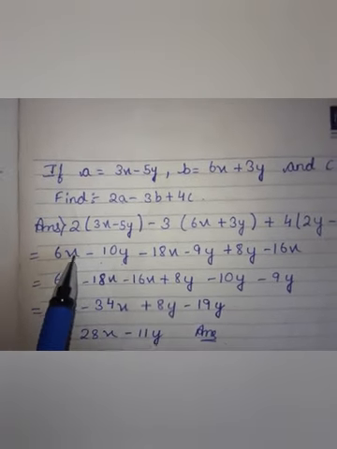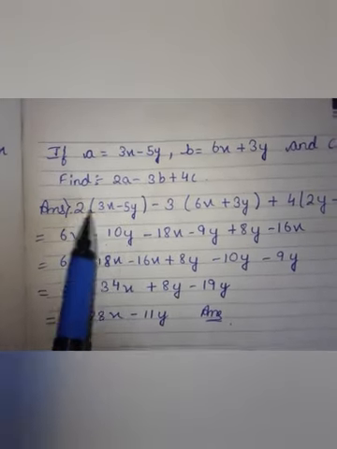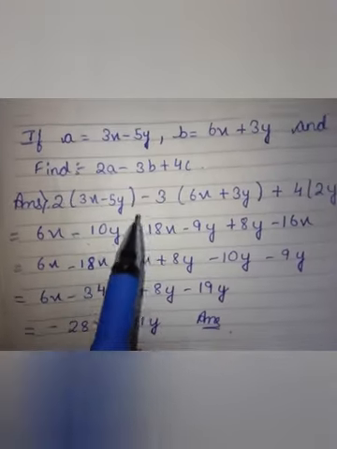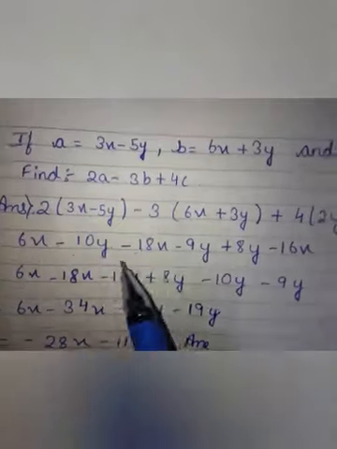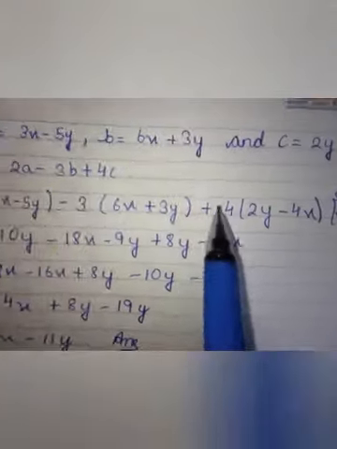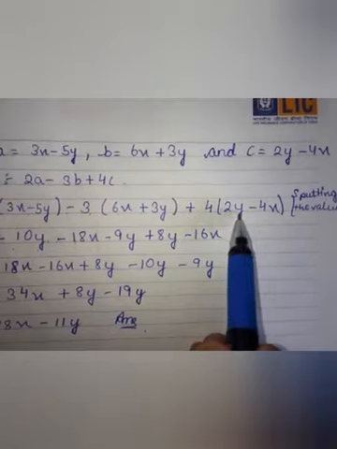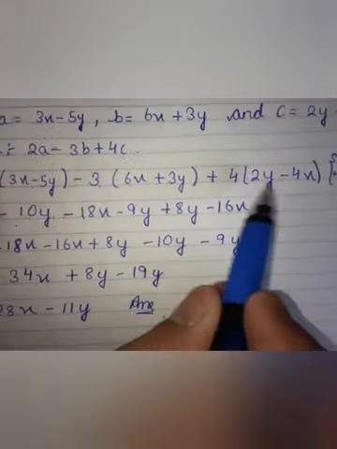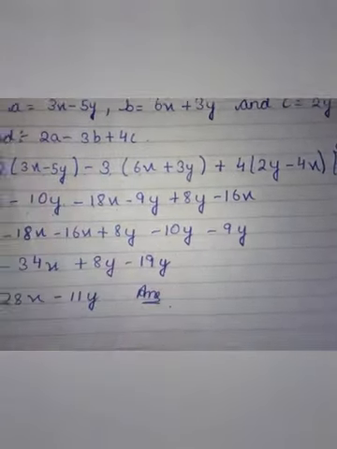2 into 3 gives 6x. Here you can see there is a plus sign, here it is a minus sign, so there is an opposite or different sign, so the result will come in minus. Minus 5 into 2 gives minus 10y. Same way here also, minus 3 into plus 6, different sign, so minus 18x. Here minus 3 into plus 3y, different sign, minus 9y. Same way here also, plus 4 into plus 2y, same sign, so the answer will come in plus 8y. Plus 4 into minus 4x, different sign, so the answer will be minus 16x.